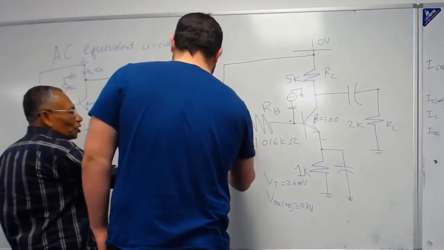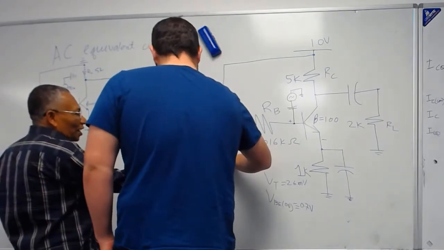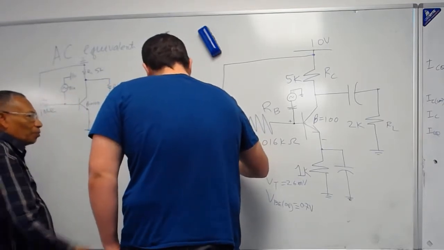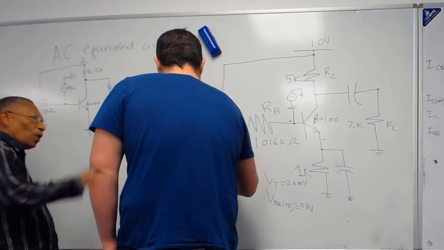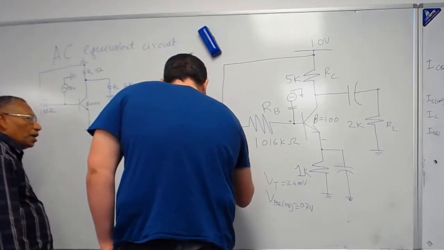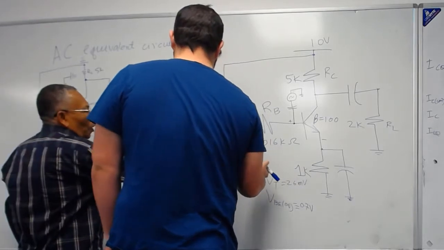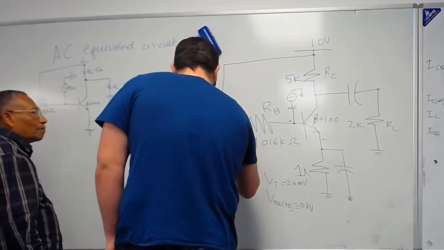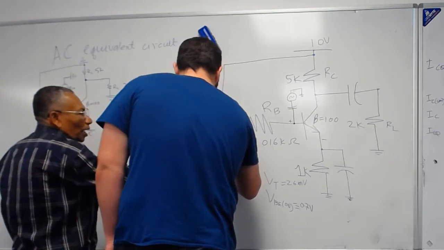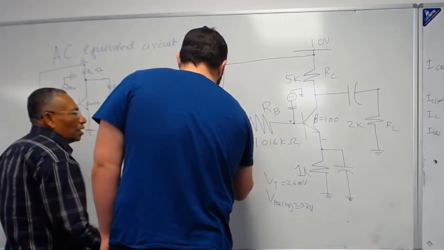Then remove this from here, and draw a resistance here. Make it 1 divided by gm. Very good. Then here, draw a current source, and draw a line to complete it. Call it ic.